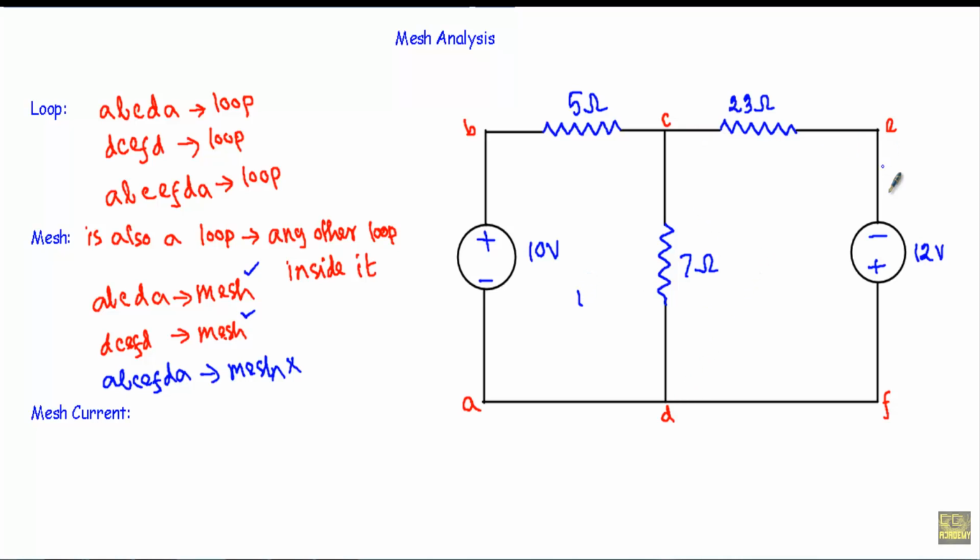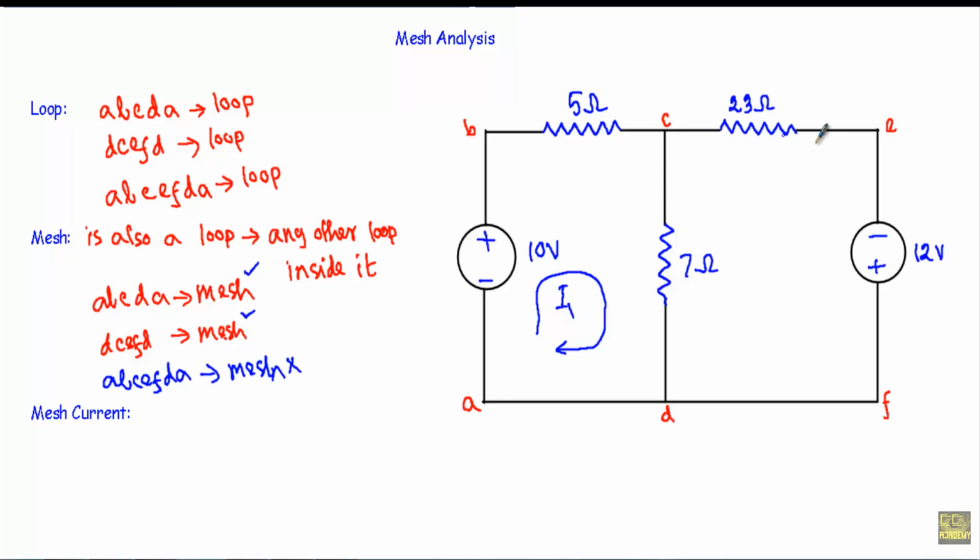D, C, E, F, D, let's say this will be our mesh number two. Now what is the mesh current? Mesh current is an assumed current inside the mesh which will remain same throughout the mesh. Let's say I have considered a current I1 as our mesh current inside mesh 1. Therefore this mesh current will remain same throughout this loop. And let's say I have assumed it in clockwise direction.